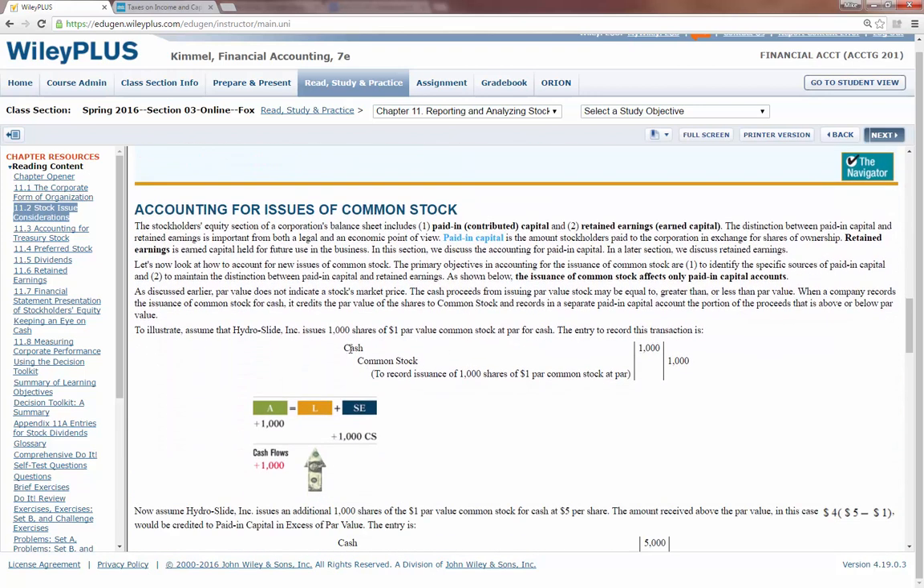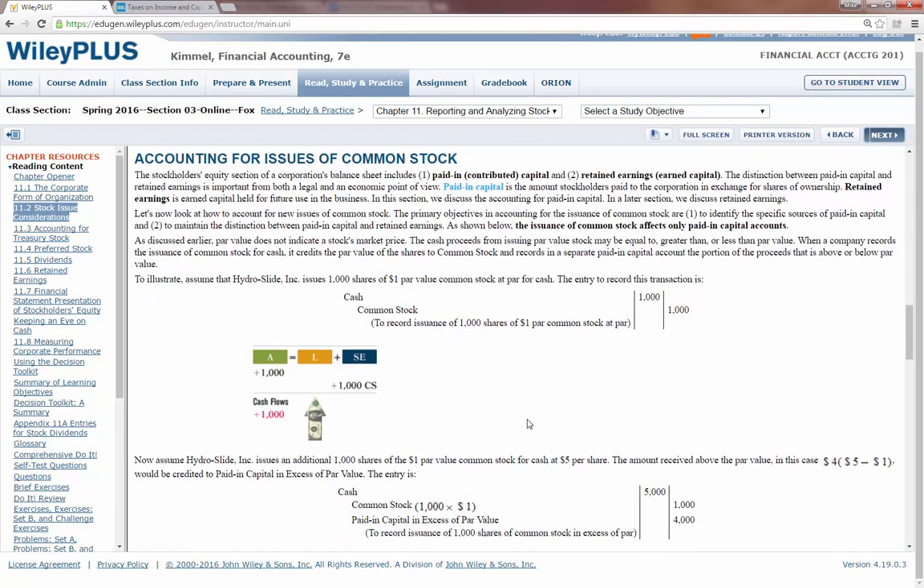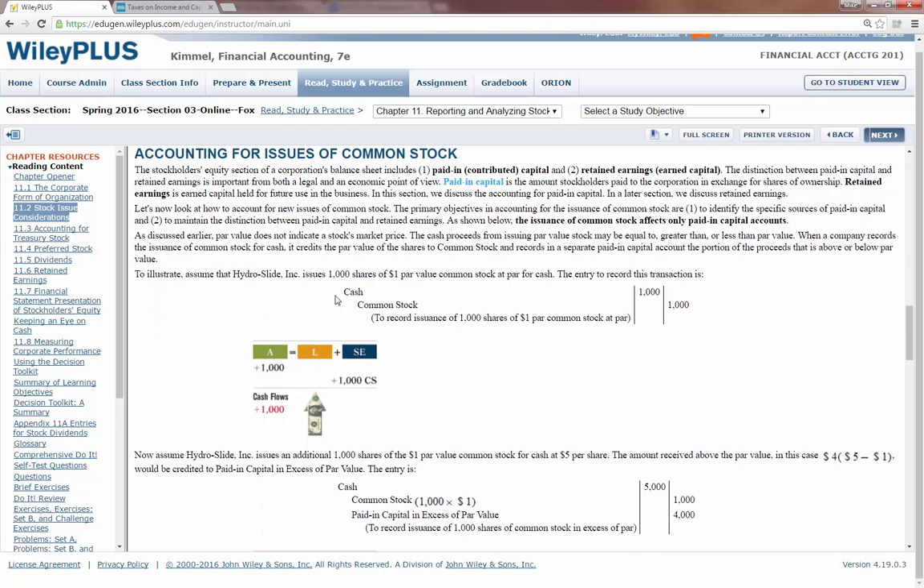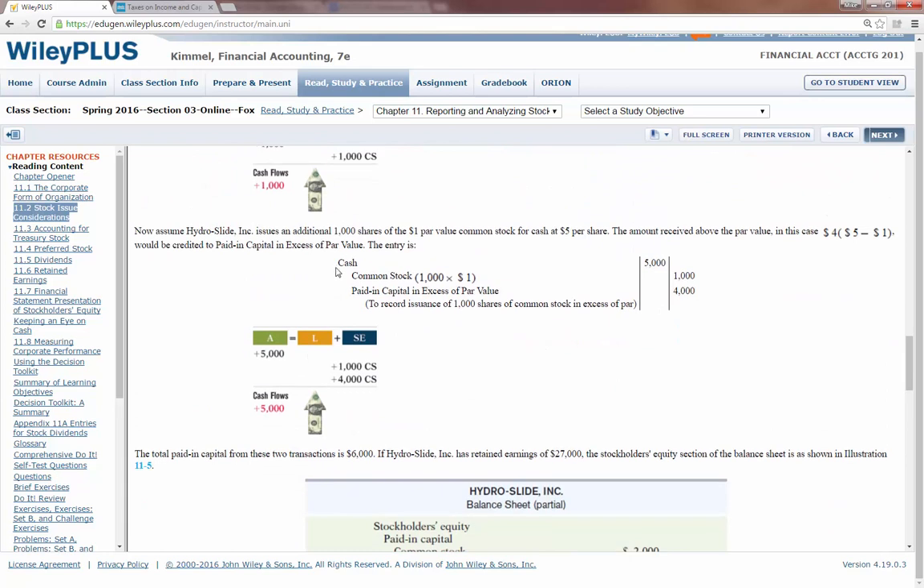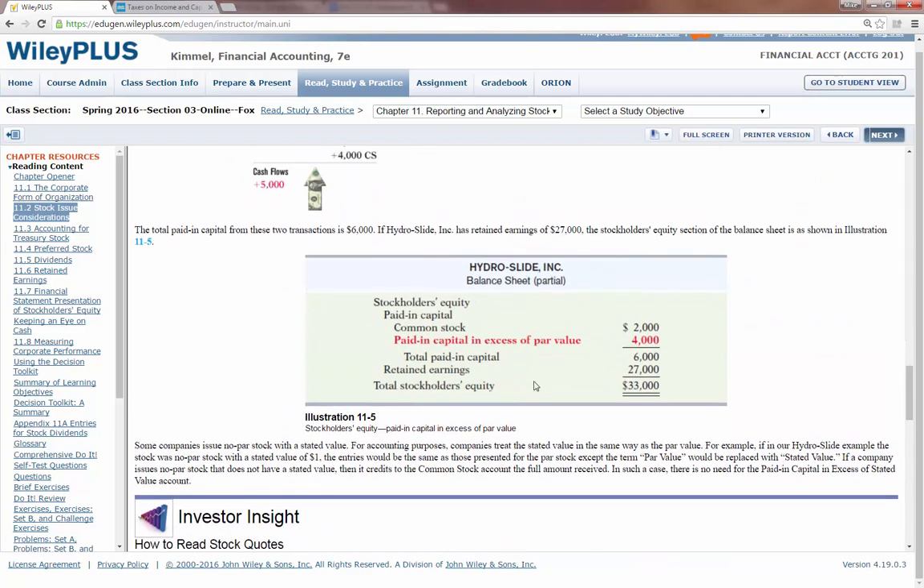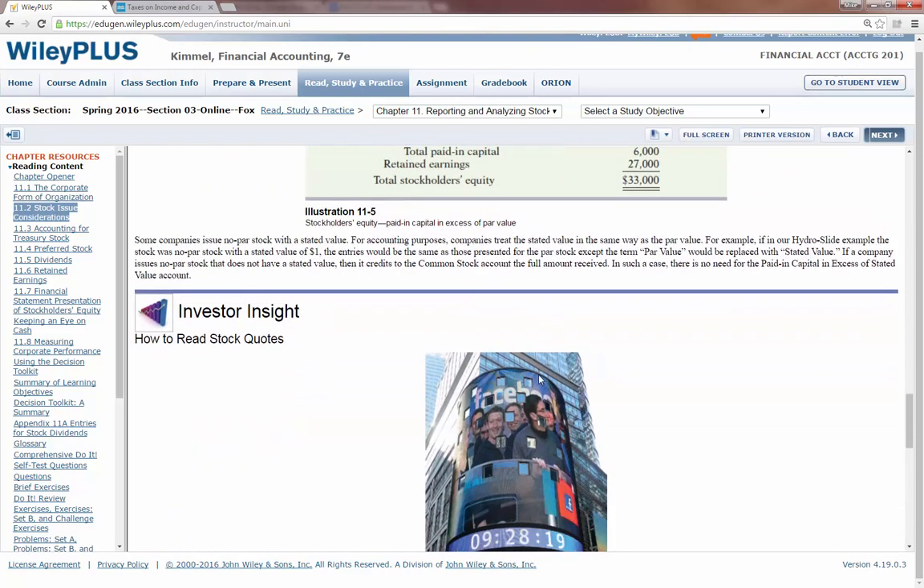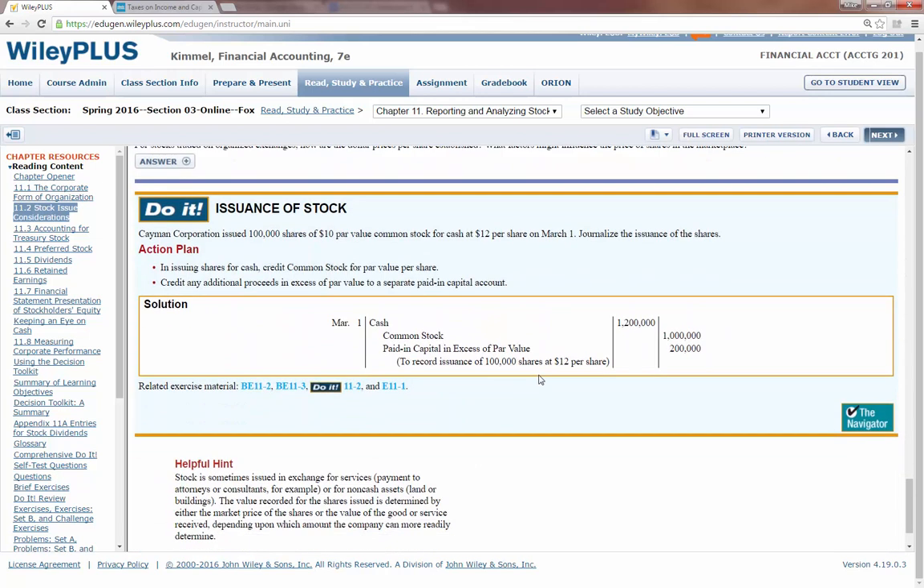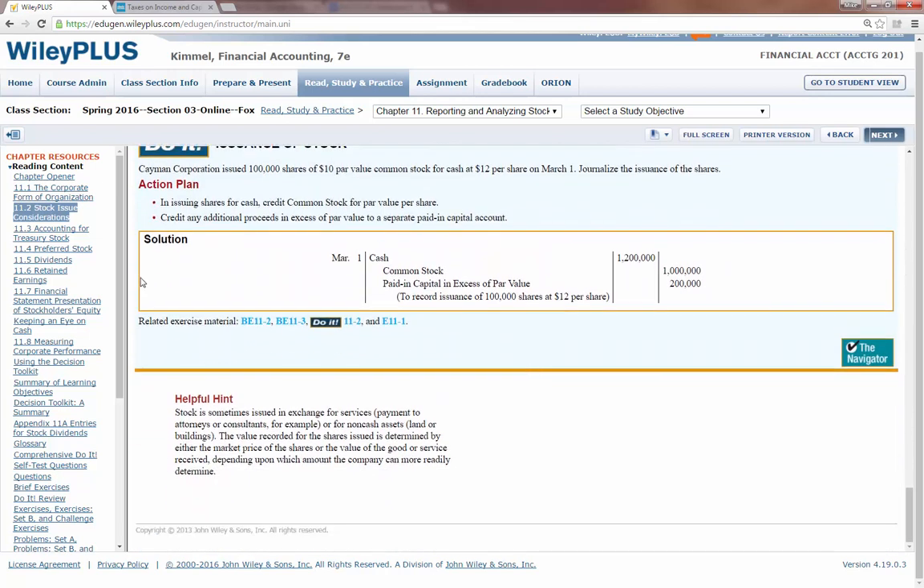Here we go, journal entries for issuing stock. Both stock sold at its par value and for stock sold at a price higher than its par value. And then what the balance sheet would look like for that, right? Those are all things that it shows and that you would expect to see in an exam.